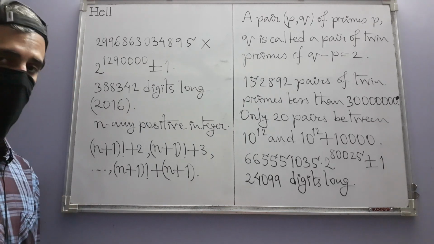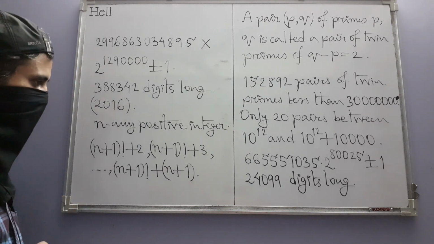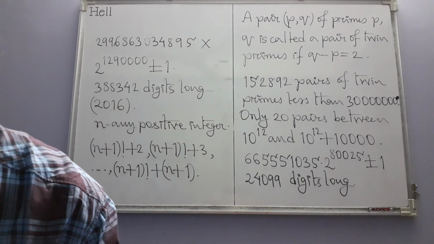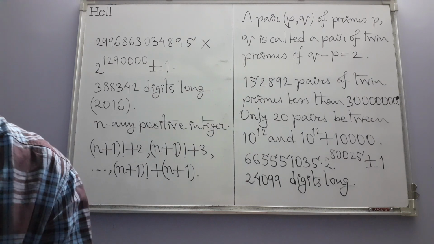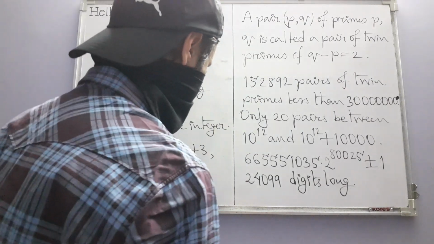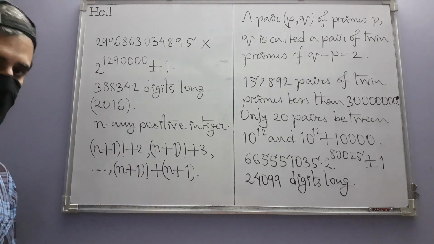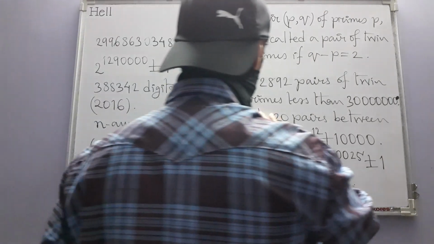Are they composite? That is the next question. They are composite, and in fact, to make them composite, we have chosen this form of these numbers.